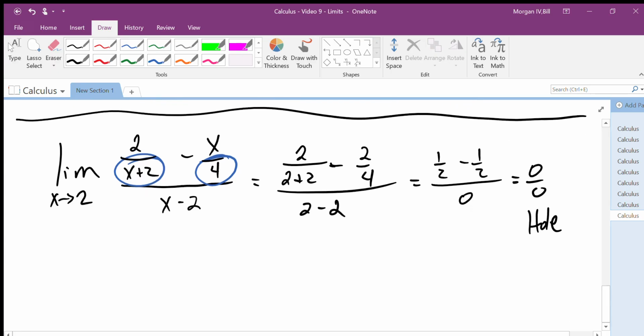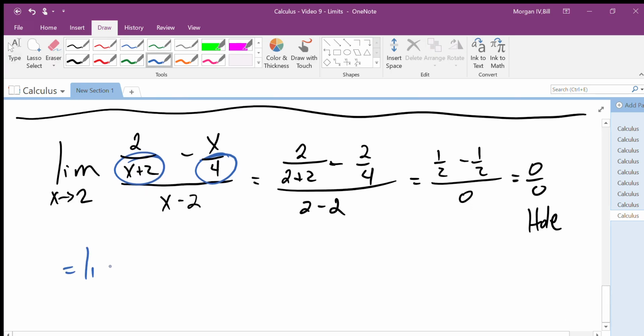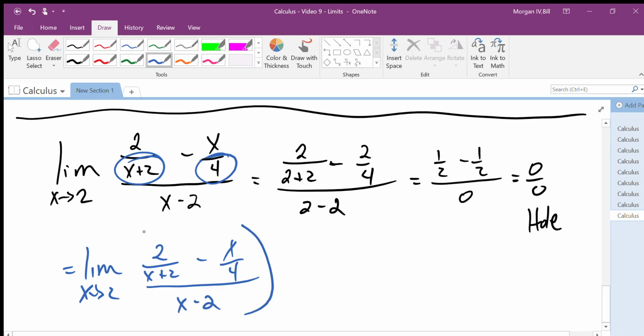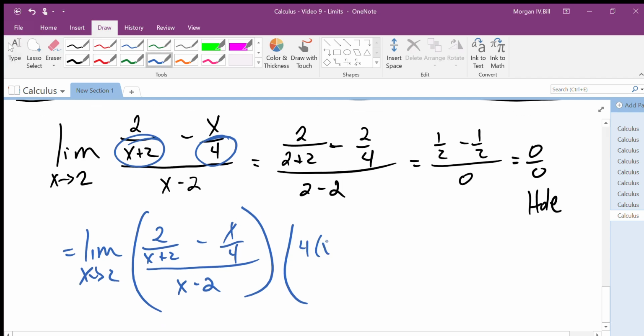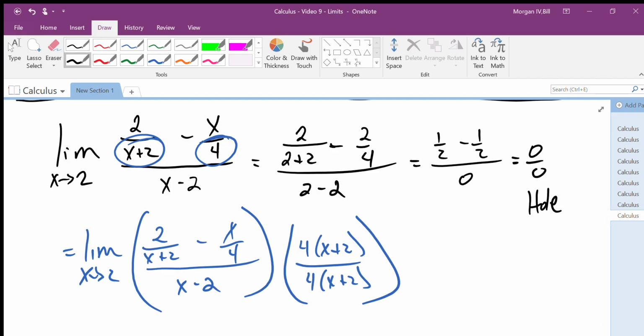That's going to look something like this. This is equal to the limit as x approaches 2 of 2 over x plus 2 minus x over 4 over x minus 2. And I'm going to multiply this by 1 in a sense, 4 times x plus 2 over 4 times x plus 2 is just 1. But this is the total, the common denominator of the whole problem. And when I do that, you'll see the denominators disappear for each individual fraction. Because 2 over x plus 2 times 4 times x plus 2, the x plus 2s would cancel.